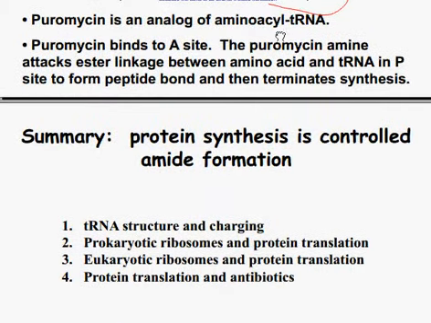Okay, so that's a quick one. The summary there is obviously that protein synthesis is controlled by amide formation. There's tRNA structure and charging, prokaryotic ribosomes, protein translation, eukaryotic ribosomes, protein translation and antibiotics. And that's all on that. One more video in this section, and then we have a test.